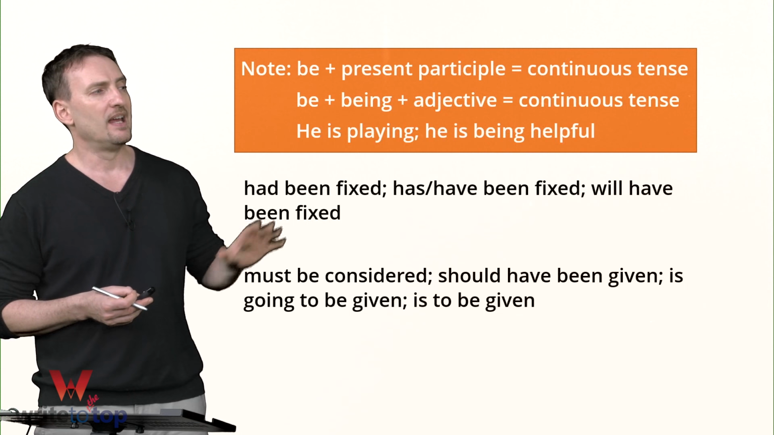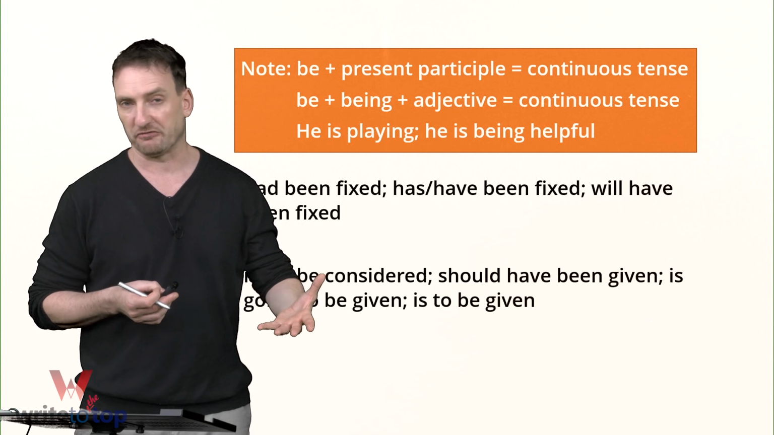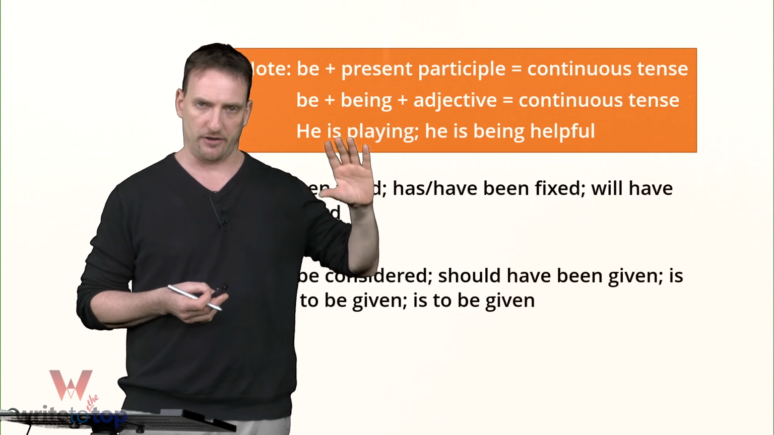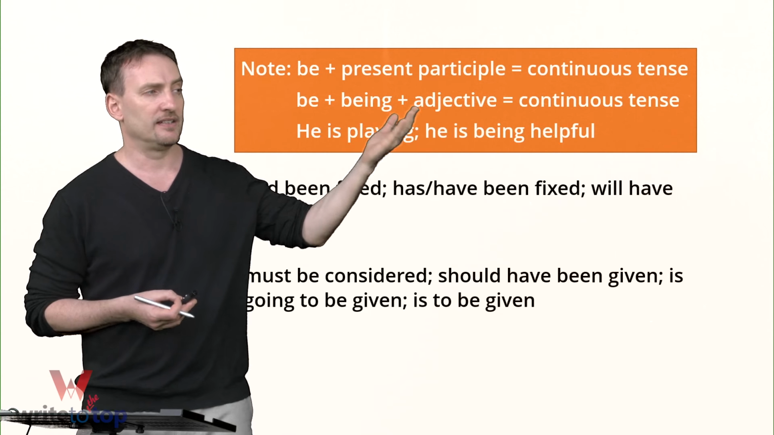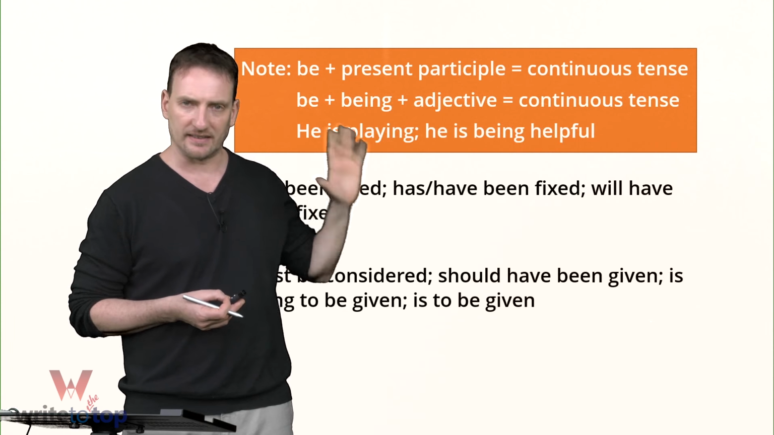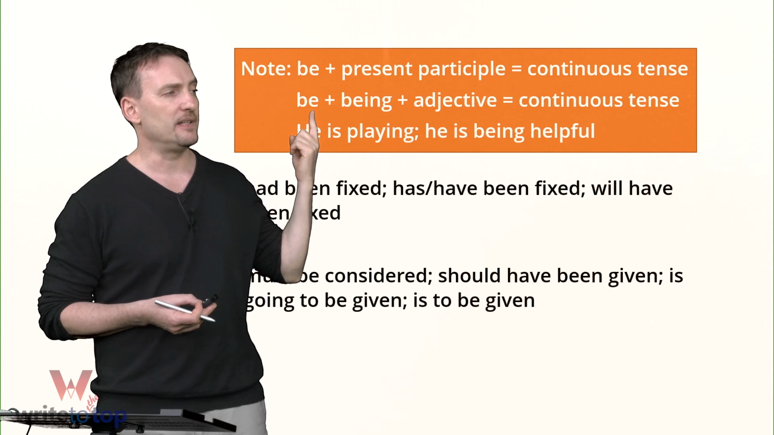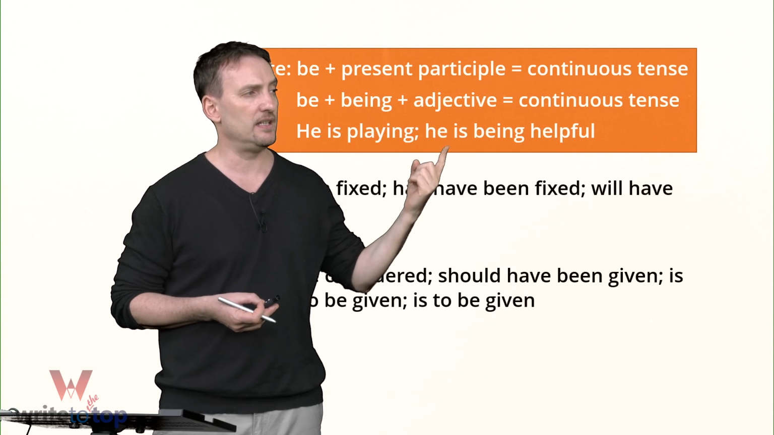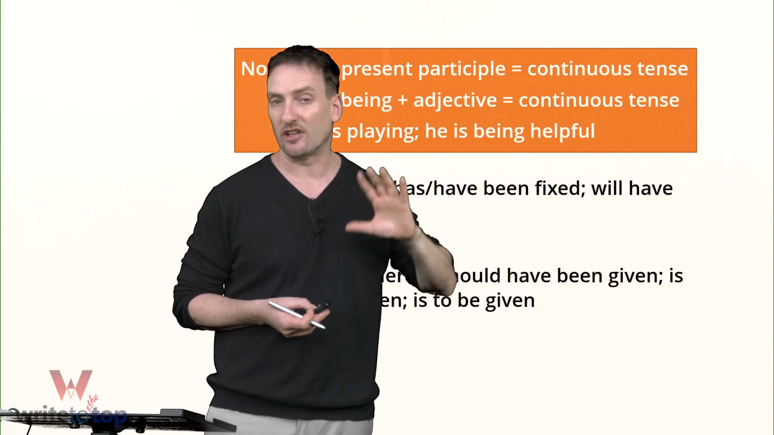Now, a note. And this is where a lot of people make mistakes when it comes to the passive, in terms of the reading or in terms of the writing. Be verb plus a present participle, which means a verb in an ing form, is going to be a continuous tense. Okay? He is playing. Continuous tense, active, not passive. If you have be plus being plus an adjective, for example, he is being helpful, it's also a continuous active tense. It's not a passive.